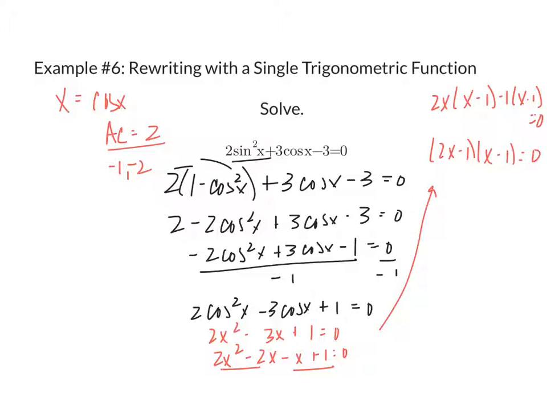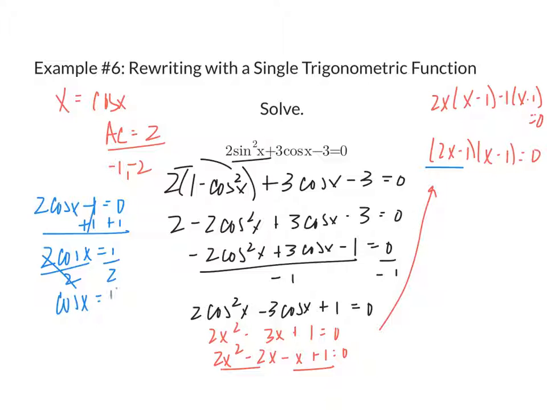Now, of those two, I need to go back and trade it back out for cosine. So I'm going to switch that to a different color. So this one I'm going to put on the other side. So that's going to be 2 cosine x minus 1 equal to 0. So if I add 1, I get 2 cosine x equal to 1. If I divide that by 2, I get cosine of x equal to 1/2.